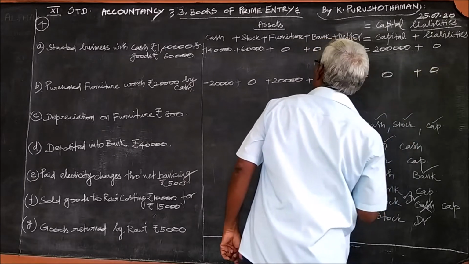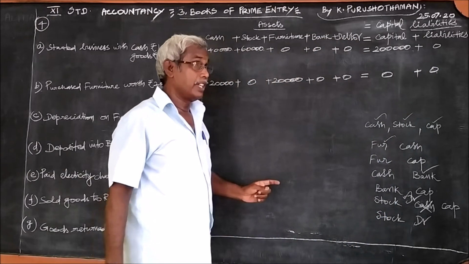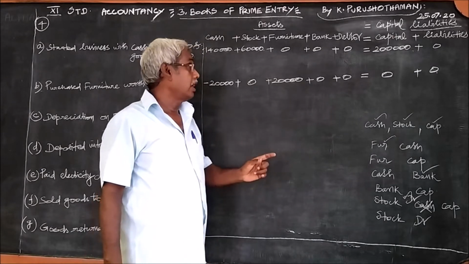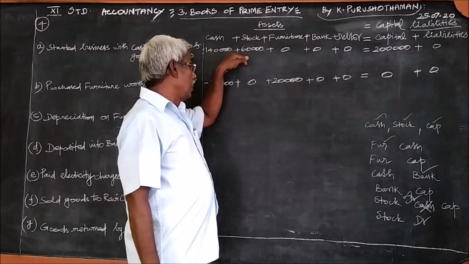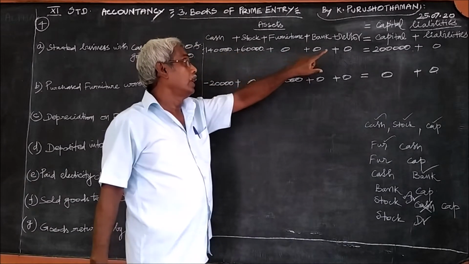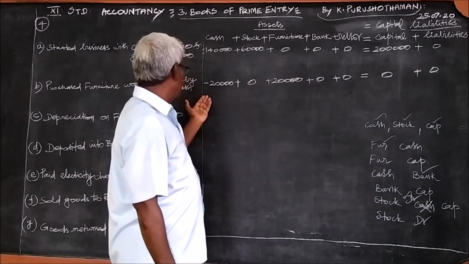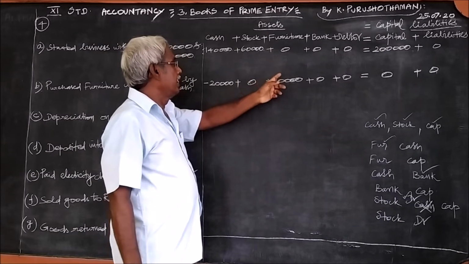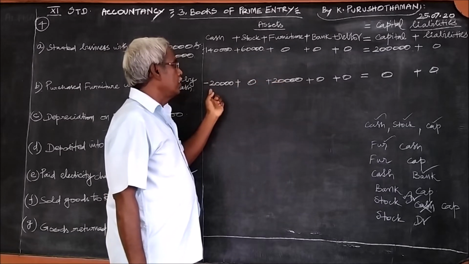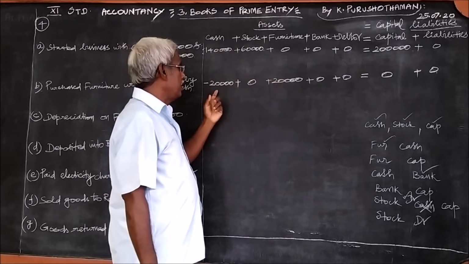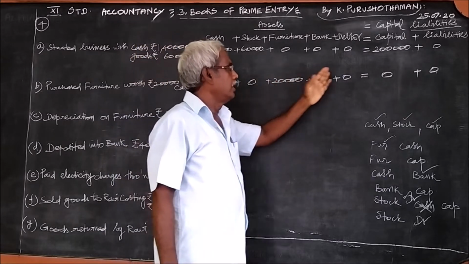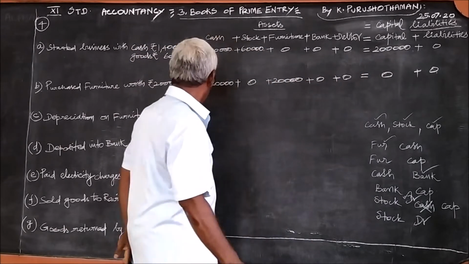In each and every step you can check whether the left hand side and right hand side are equal or not. Here you see 1,40,000 plus 60,000, 2 lakhs. Left hand side 2 lakhs, right hand side 2 lakhs. In the next step you see left hand side plus 20,000 minus 20,000, 0. Left hand side 0, right hand side 0.